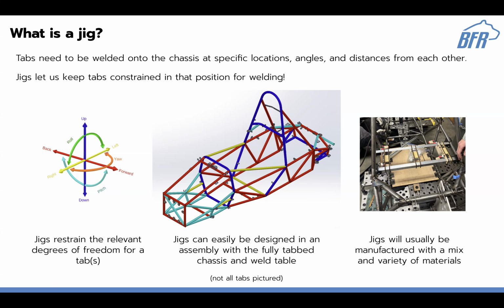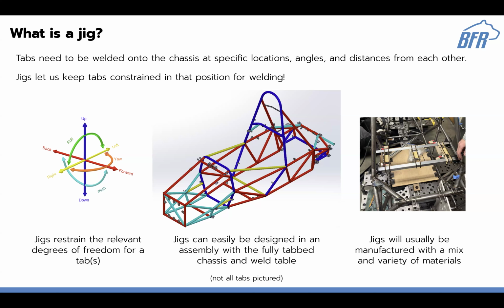The jigs are mainly to constrain the tabs in their correct location, so that our welders can go in and be sure it's in the correct spot as they finish off the weld. They don't have to hold onto it or anything, keeping them safe. This is how we control all of the critical dimensions between tabs, how they're related to each other, and how they're positioned in the global coordinate scheme.